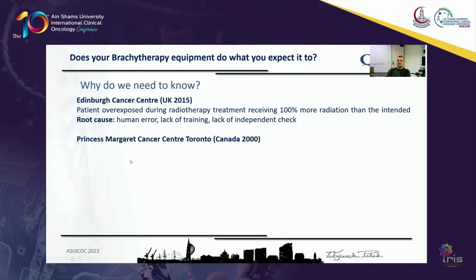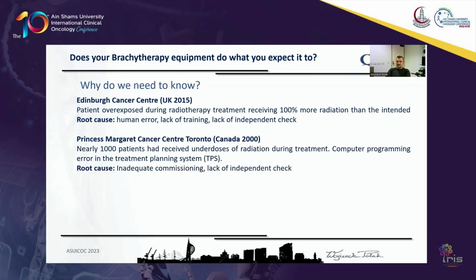In Princess Margaret Cancer Centre in Toronto, in Canada, nearly 1,000 patients had received underdoses of radiation during treatment. And the reason was that a computer programming error in the treatment planning software was not actually spotted during the commissioning. So again, inadequate commissioning and the lack of independent check was the cause for these underdoses.